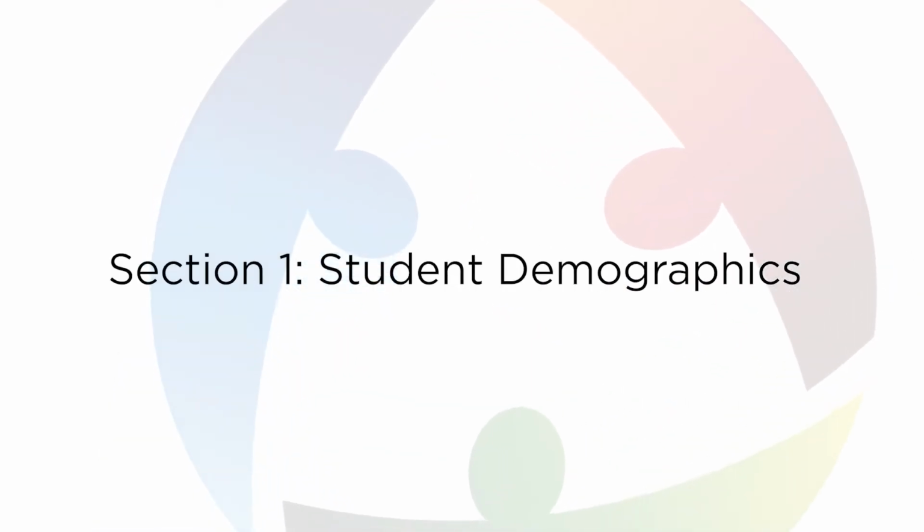So the FAFSA has become very user-friendly in the last 6 to 8 years, and there are basically 7 sections. Once you log in to the FAFSA using your FSA ID, your username and password, the first section is going to be the student demographics. So basically the student's name, social, date of birth, address, and driver's license number.